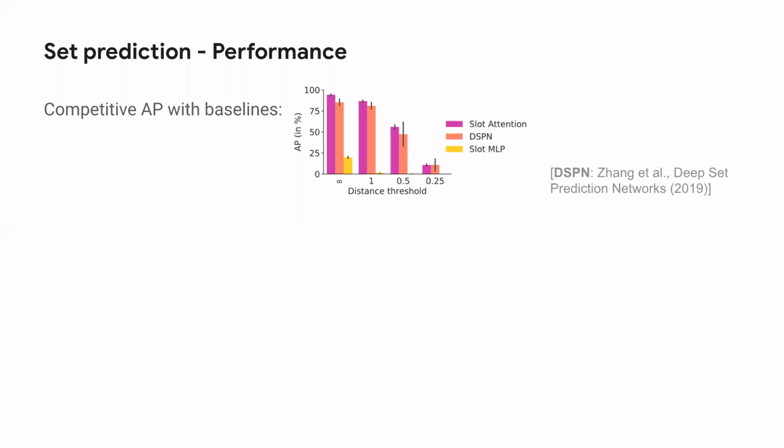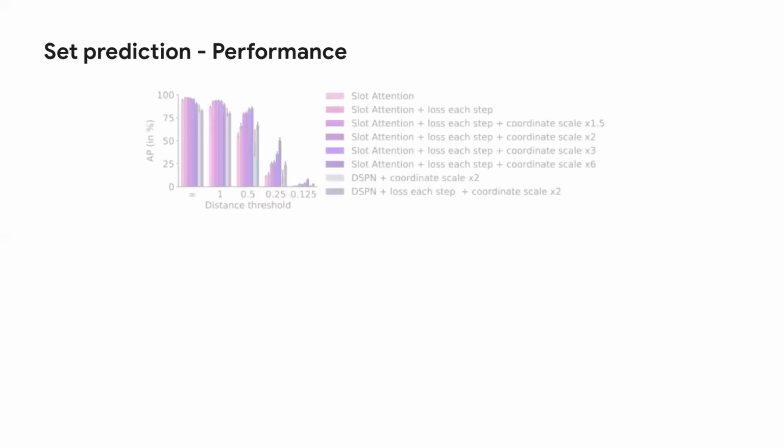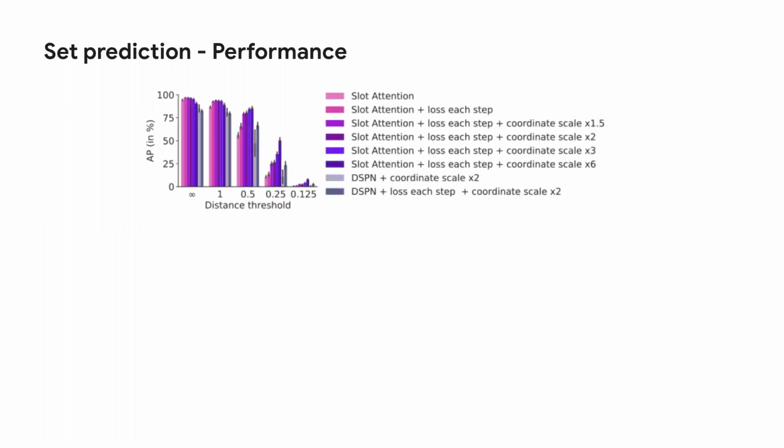And the more we decrease the distance threshold, the harder the task becomes. And here, this is really the vanilla implementation of slot attention. The deep set prediction network also introduces a bunch of tricks, and you can use them on slot attention too. If you do so, the performance actually gets quite a bit better. There are a lot of things here to parse, but what I want you to focus on is that slot attention is all the violet-colored bars, and the deep set prediction network is the gray bars.